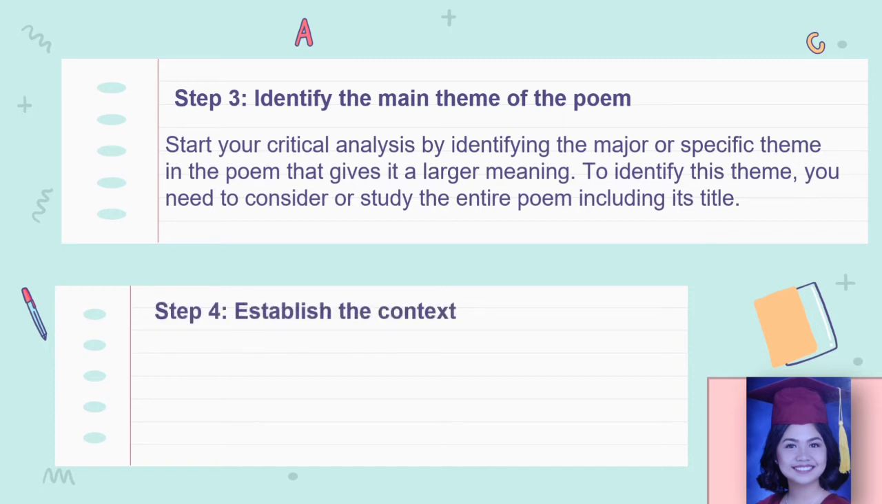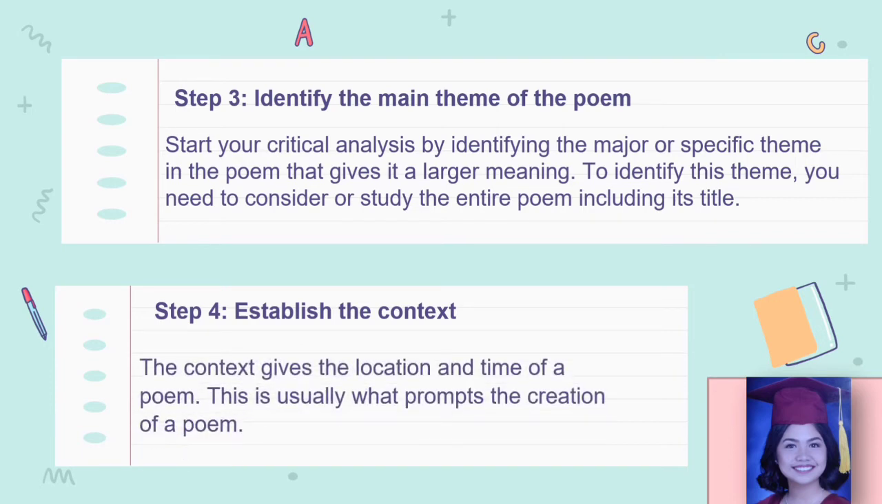Step 4. Establish the context. The context gives the location and time of a poem. This is usually what prompts the creation of a poem. A poem can be prompted by a political event which has great importance in the history of the country.